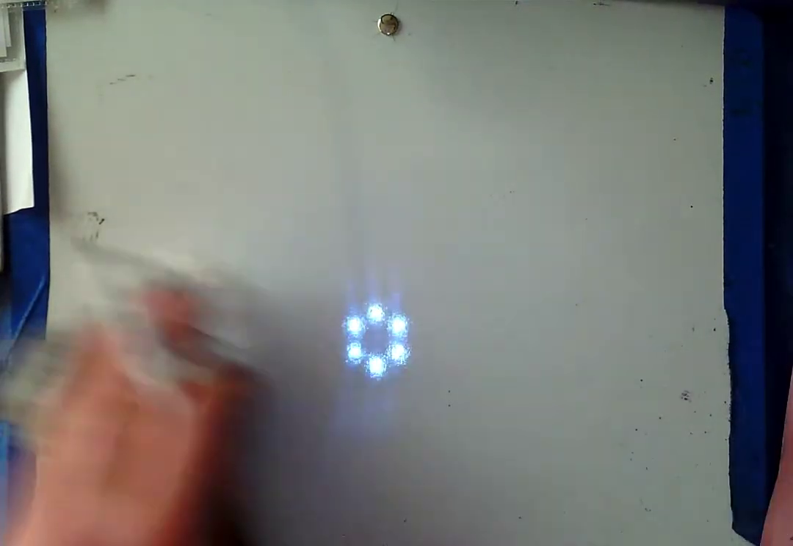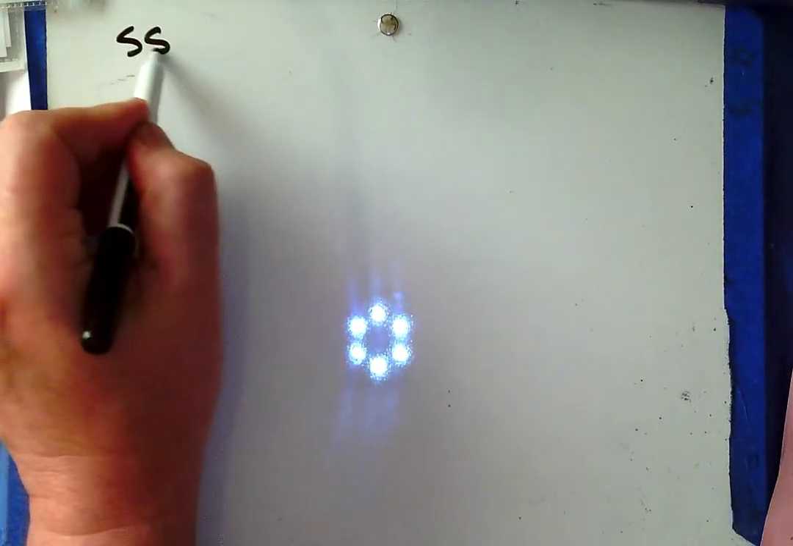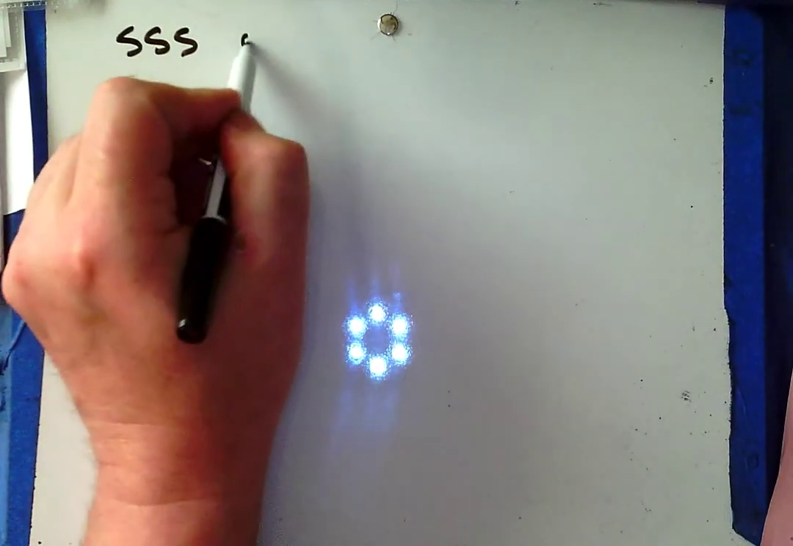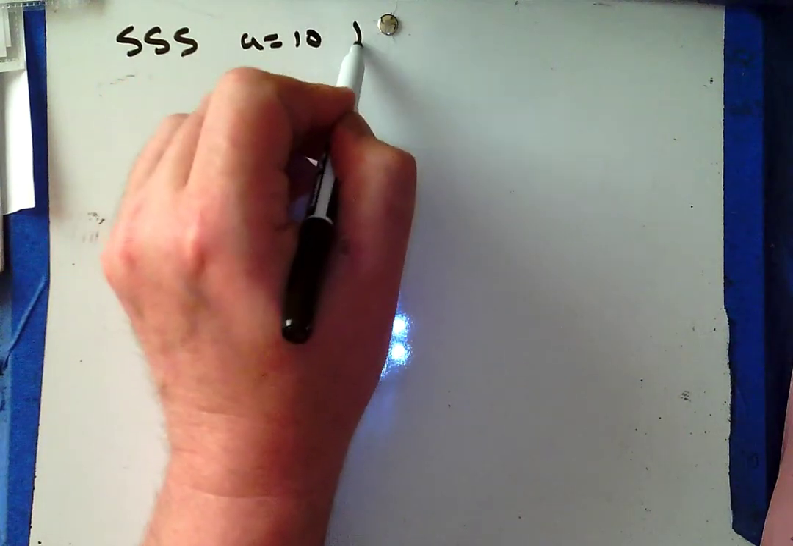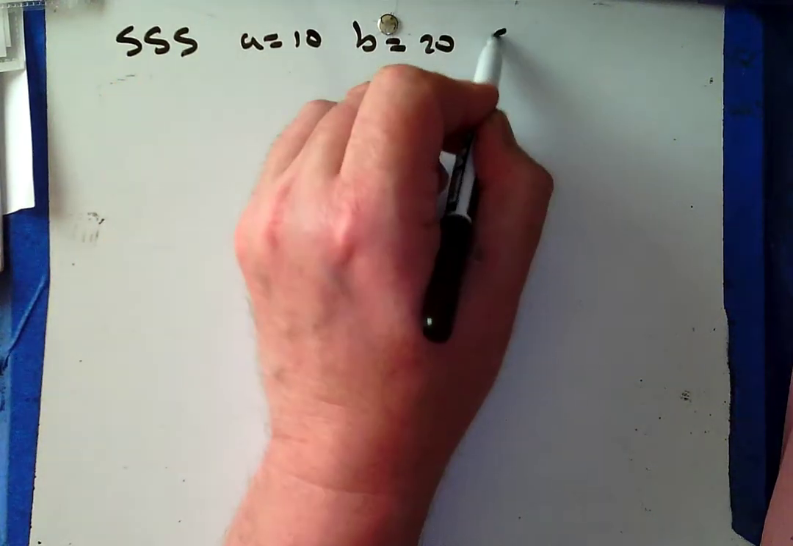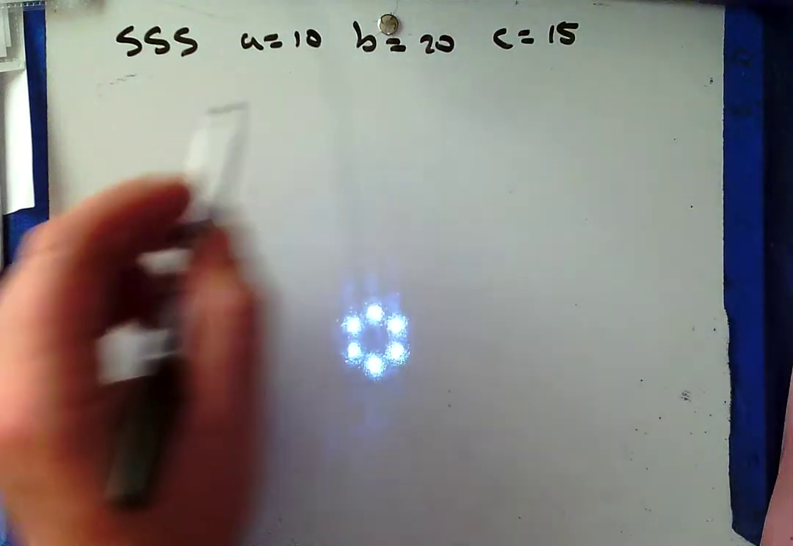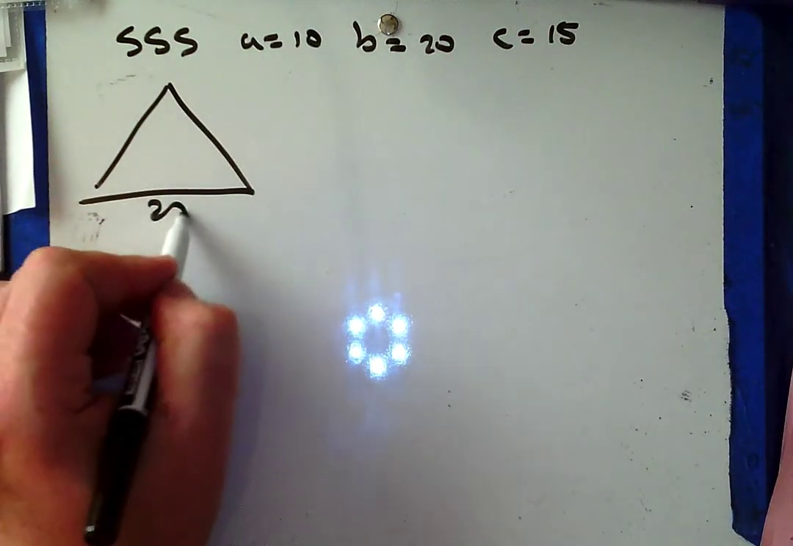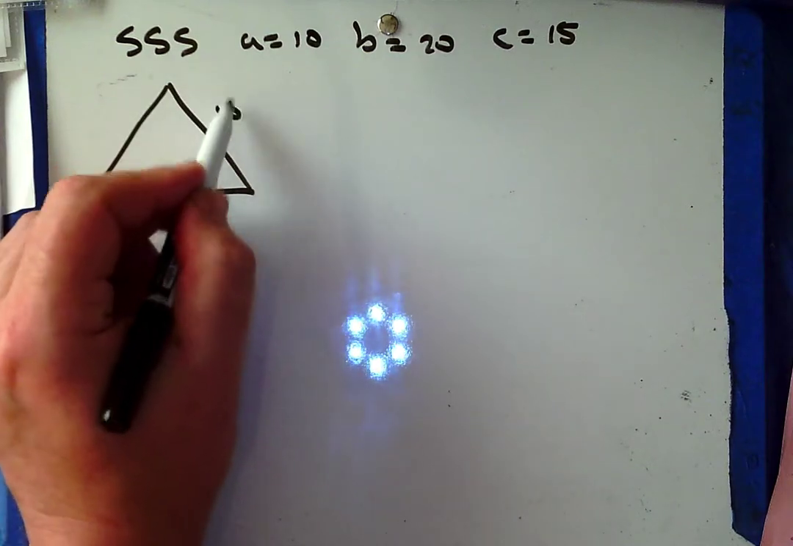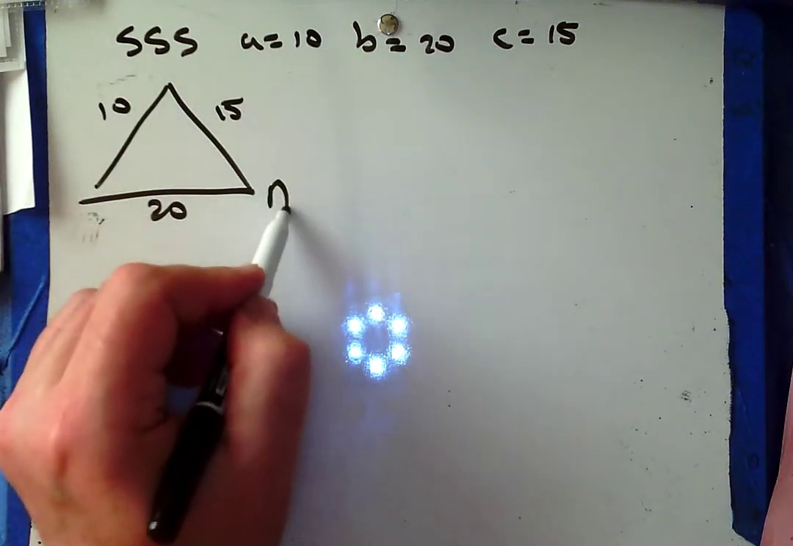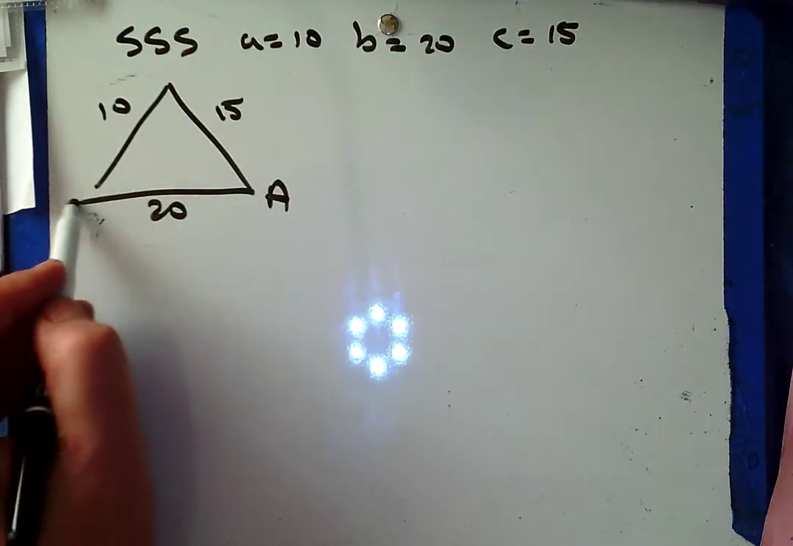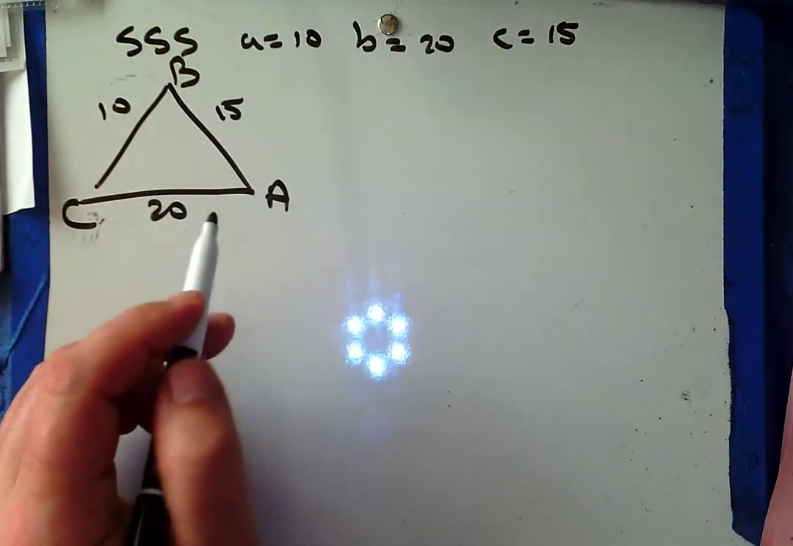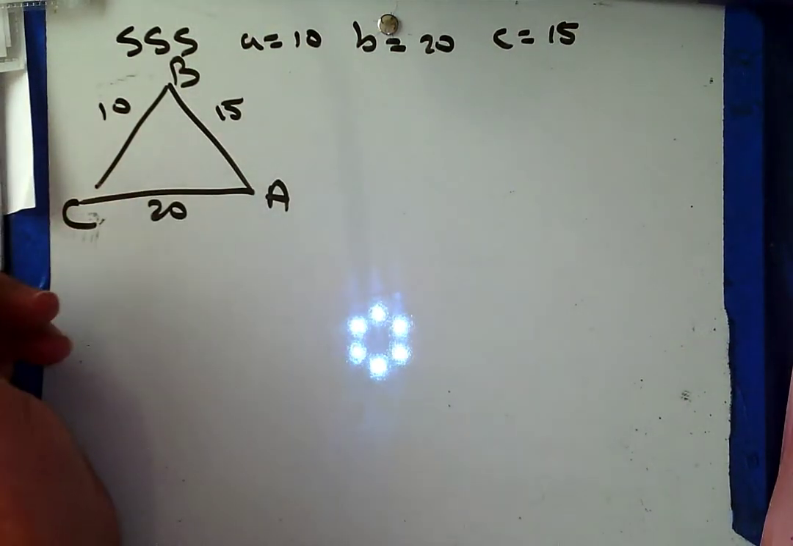And that's true for side angle side. But what about side side side? So what if A is 10, B is 20, and C is 15? Okay, we've got 20, we've got 15, and we've got 10. So this is A, this is C, and this is B. Okay, so we don't have a side angle pair. Let's use law of cosines to find a side first.